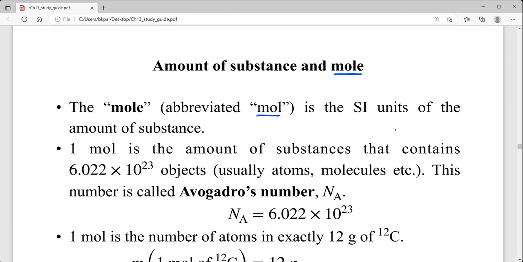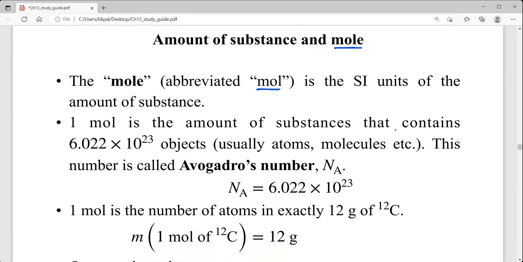Now what is the definition of a mole? There are two definitions of mole. The first one tells us that 1 mole is the amount of substance that contains 6.022 times 10 to the power 23 objects. Here object means atoms or molecules. So 1 mole of some molecules, or 1 mole of some atoms, means there are 6.022 times 10 to the power 23 molecules or atoms.